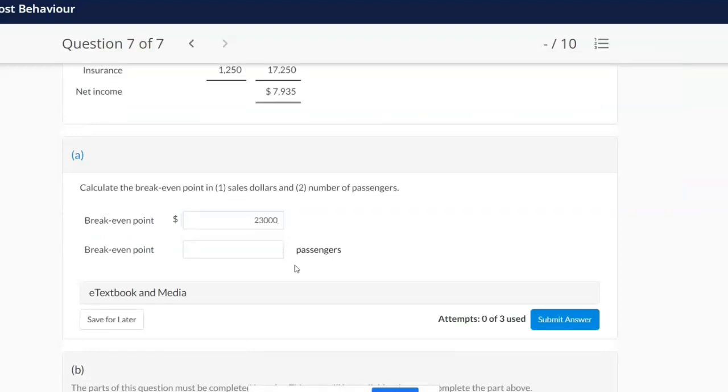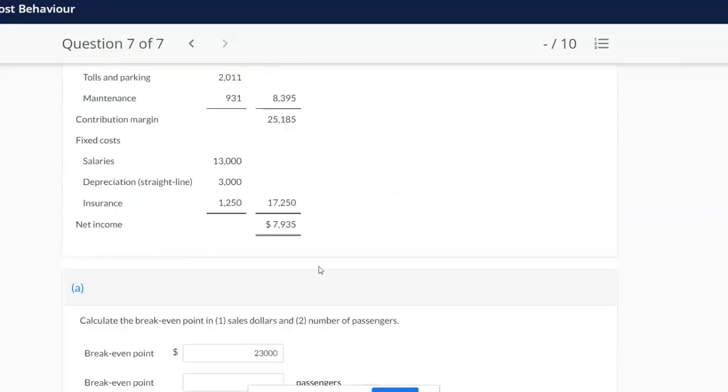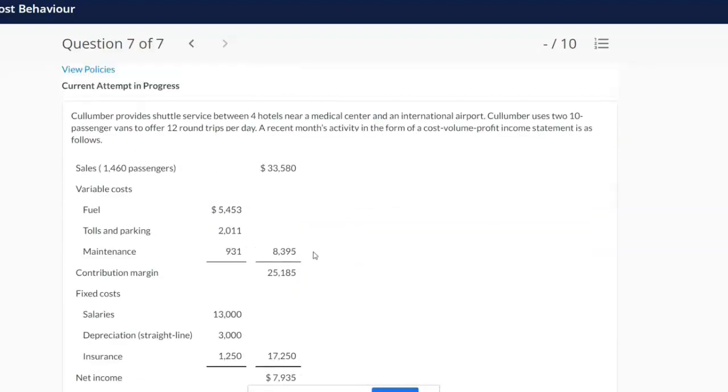Now, we need units or passengers. So how much does each passenger pay? We divide this by this. How many passengers? Divide that by that.